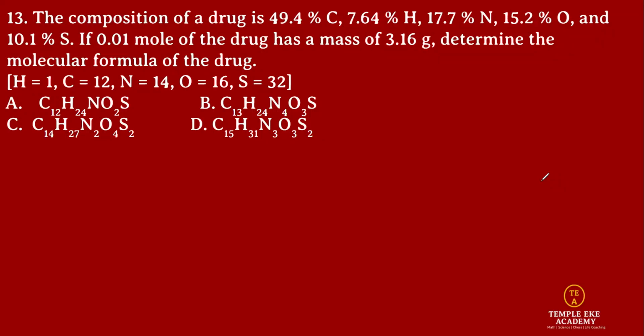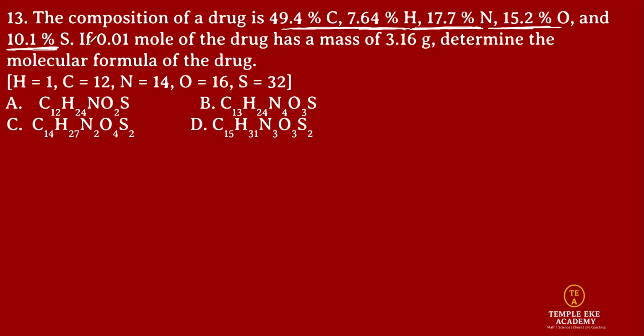All right, in this problem, we are required to determine the molecular formula of a drug with the composition 49.4% carbon, 7.64% hydrogen, 17.7% nitrogen, 15.2% oxygen, and 10.1% sulfur. And there are 5 elements here, so this is involved.